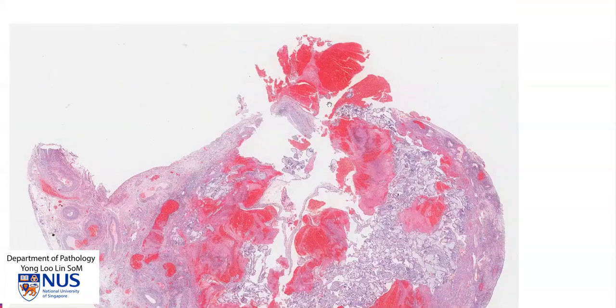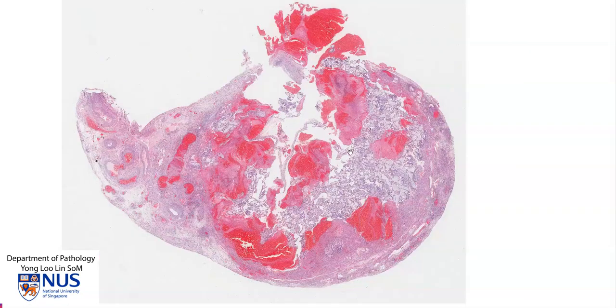And in this instance, the wall has ruptured, and we can see a defect here, and there has been bleeding into the surrounding peritoneal cavity. When this occurs, the patient will experience acute pelvic or abdominal pain, and this is a surgical emergency because this can give rise to severe hemorrhage, and therefore this needs to be surgically treated.